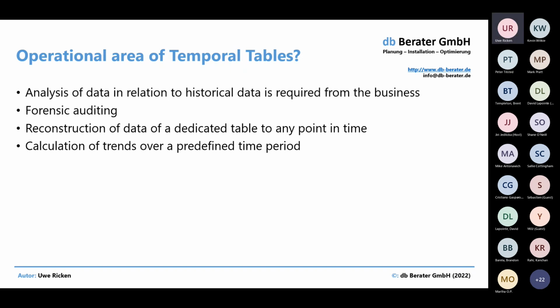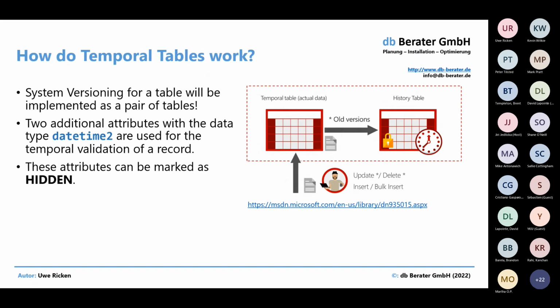Calculation of trends over a predefined time period. That's what I was talking about when we go on web pages where you can see the development of prices within, let's say, the last 3 months or last 6 months and so on. And that is where temporal tables could very well fit into your business. So how do temporal tables work?